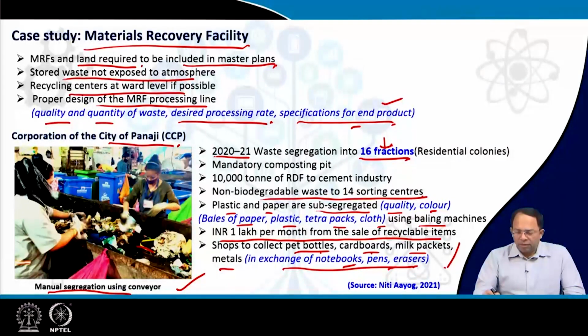So that means whenever we are setting up an MRF facility or a recycling plant, we are preparing a recycling plan for an urban area, we have to make agreements with different recyclers, we have to design systems of collection. Some of it could be voluntary like this, some of it could be mandatory collection and then segregation and sorting. So we have to plan this entire process overall.